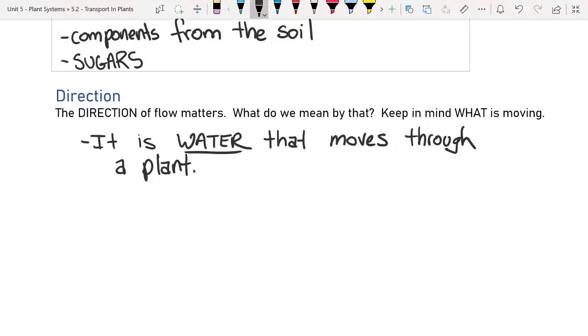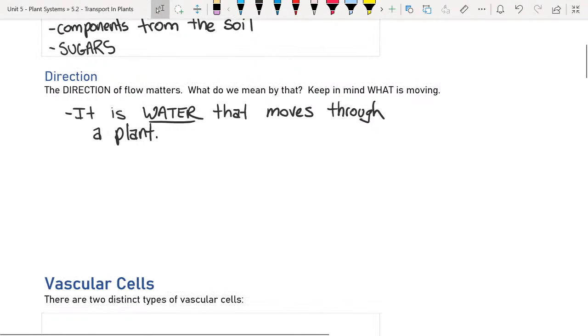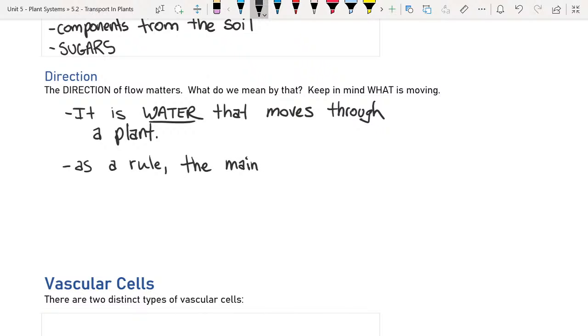It's water that moves through a plant. Now, in general, where does a plant's water come from? Where in the plant does the water come from? The ground. So in the plant, where does it come from? Yeah, and what's at the bottom of the plant? The roots. Good. So as a rule, the main flow of water is upward.